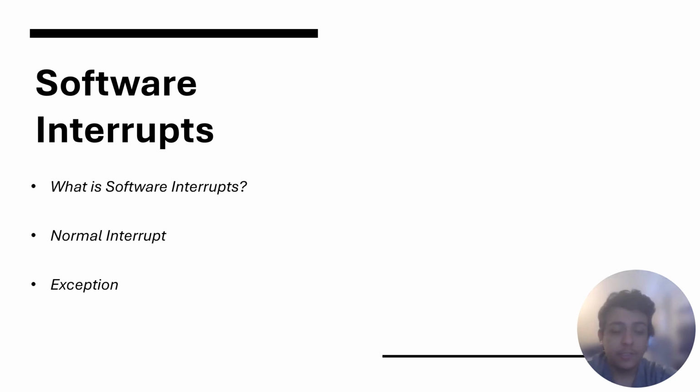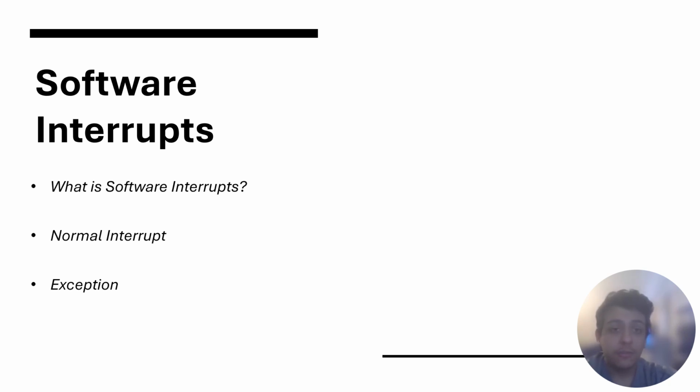Okay, so our last topic was hardware interrupts. Now we'll be looking at software interrupts. So what is a software interrupt? Well, it is an interrupt triggered by a software instruction rather than hardware, and it's often used for system calls.